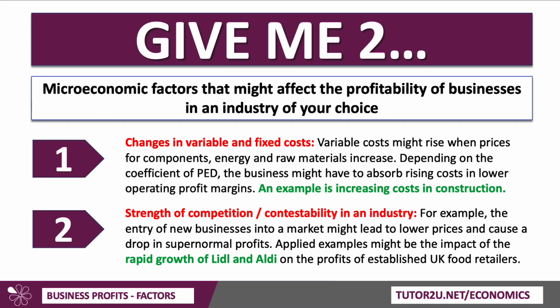Another really key micro factor would be perhaps at an industry level the strength of competition or contestability. So, for example, the entry of new businesses into a market might cause a fall in prices and a drop in supernormal profits. And a good applied example there might be the impact of the rapid growth of Lidl and Aldi on the profits of established UK food retailers. They're still profitable, but Lidl and Aldi, the deep discounters, certainly have put extra competitive pressure on those kind of businesses such as Tesco, Sainsbury and Asda.